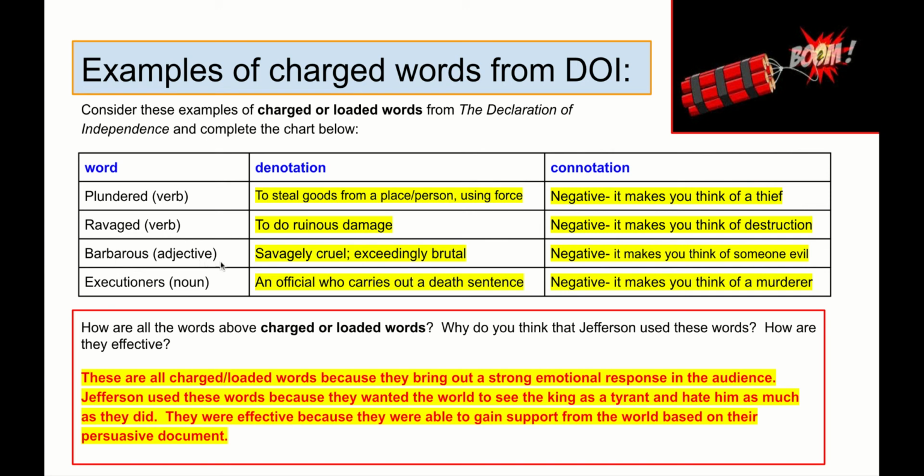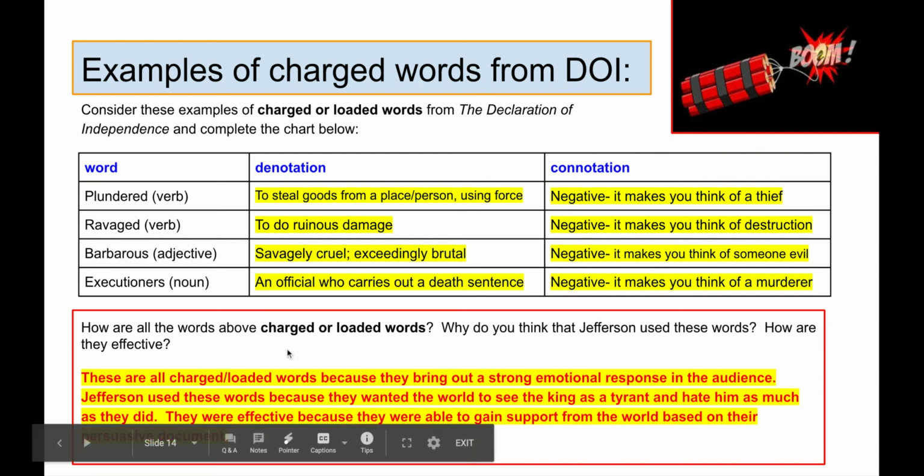Barbarous is an adjective. It means savagely cruel or exceedingly brutal. Definitely has a negative connotation and makes you think of someone evil. They want people to think of the king as evil. And finally, we have executioners. It's a noun. It's an official who carries out a death sentence. That is definitely a negative feeling. It makes you think of a murderer, someone who kills others.